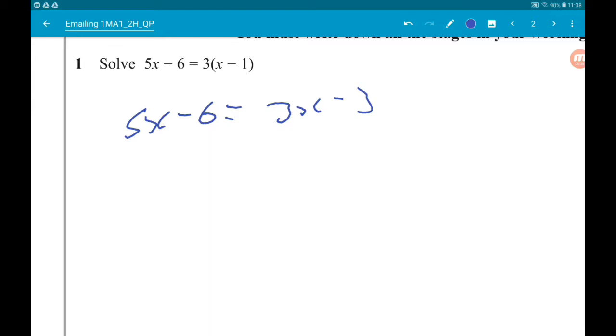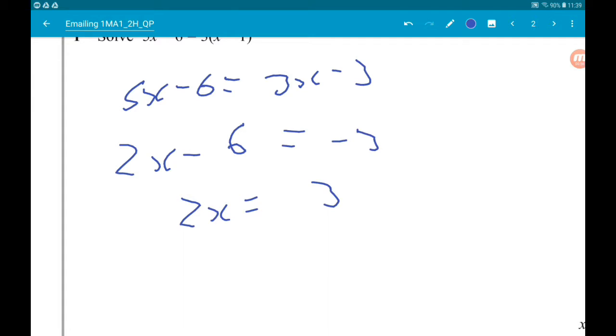Now we want to get x on its own, so the next thing I'll do is subtract 3x, so we get 2x minus 6 is equal to minus 3. Add 6 to both sides, 2x is equal to 3, and then divide by 2 and x is 3 halves, which is 1.5.